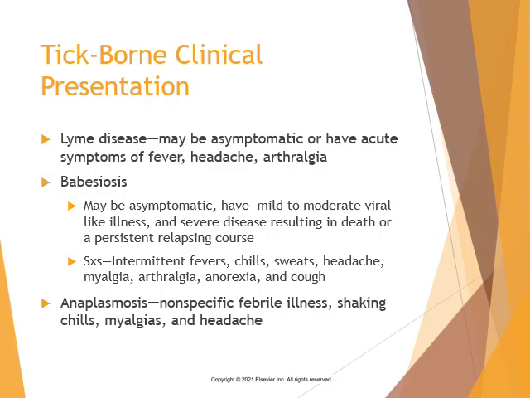Lyme disease can be asymptomatic, or you can see acute symptoms: fever, headache, arthralgia. We're going to spend a little more time talking about Lyme disease. Babesiosis can be asymptomatic. You can have mild to moderate viral-like illnesses, severe disease that can result in death, or a persistent relapsing course. Signs and symptoms here would be intermittent fever, chills, sweats, headache, again the myalgias, the arthralgias, anorexia, and cough. Anaplasmosis presents as a pretty nonspecific febrile illness. They'll have shaking chills, myalgias, and a headache.